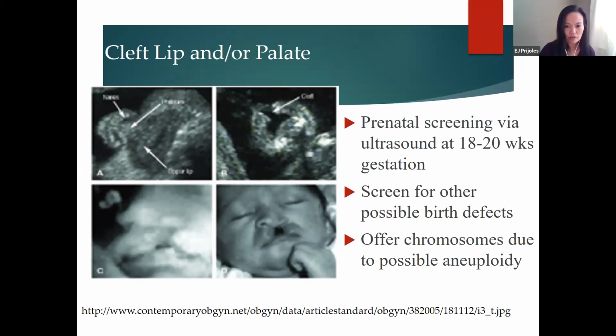Just a depiction here to let you know that cleft lip and palate can sometimes be identified on prenatal screening, but not always. And oftentimes individuals may be offered chromosomal studies to look for potential aneuploidies during a pregnancy if they see abnormalities or multiple birth defects on the prenatal ultrasounds.